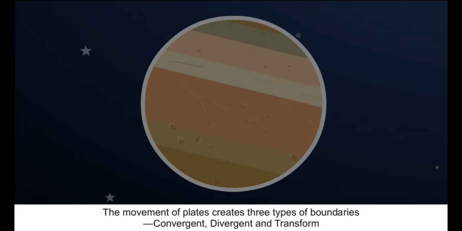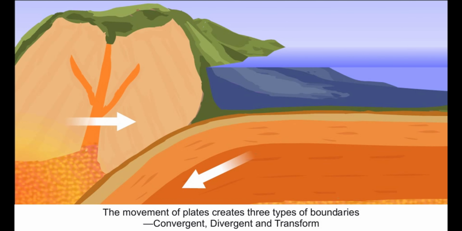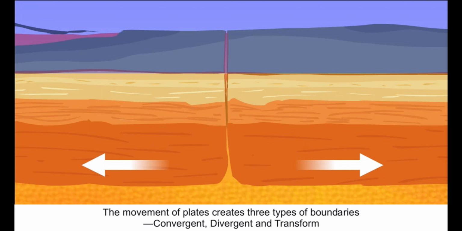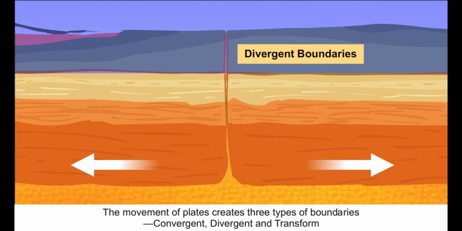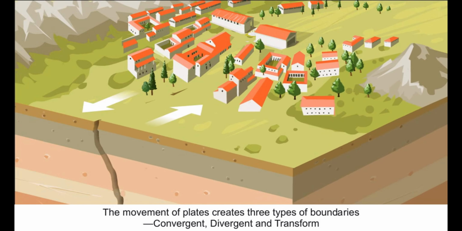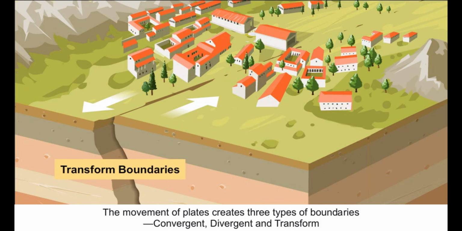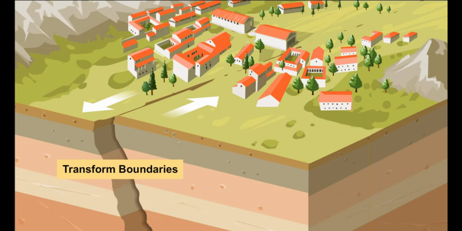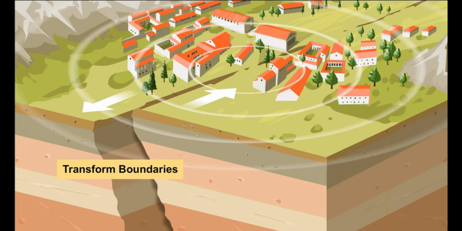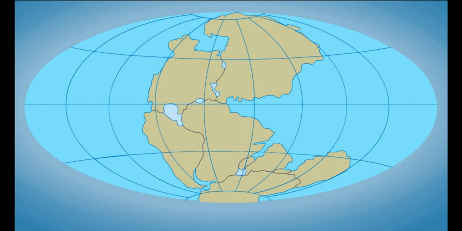The movement of plates creates three types of boundaries. When the plates collide, they form convergent boundaries. When they move away from each other, they form divergent boundaries. When the plates move horizontally past each other, they form transform boundaries. These movements have been responsible for the shape, size, and position of the continents.